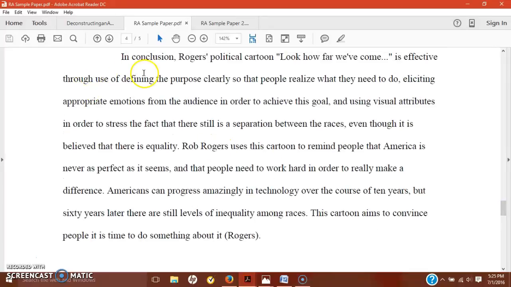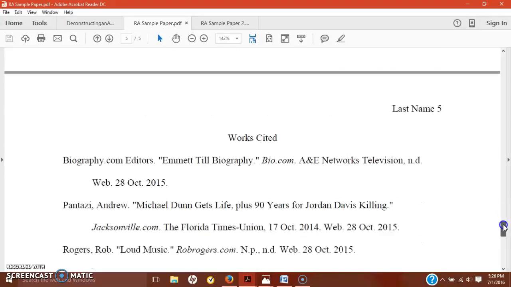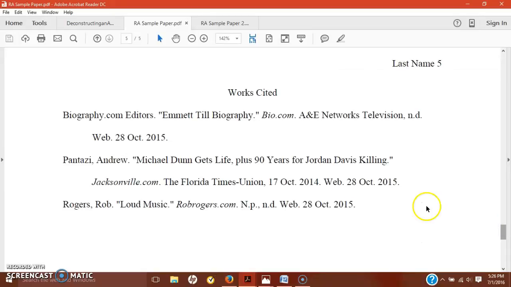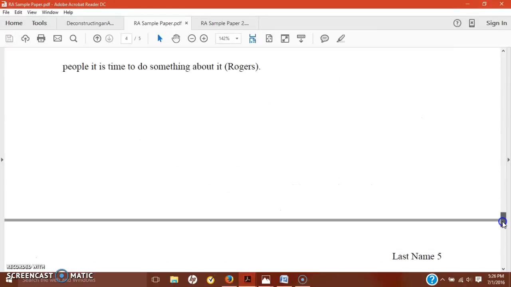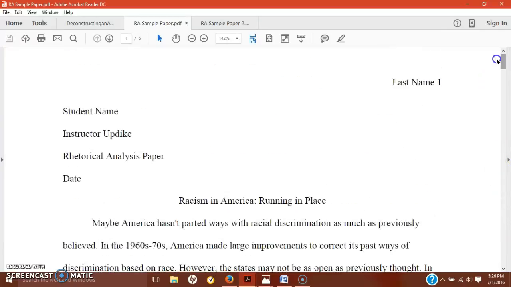So the conclusion paragraph, she then says, where do we go from here? She talks about consequences of an America that maintains its status quo as a racist country and a prejudice nation. She then here has her works cited, which you will have for this paper because you'll be doing external research, again, to understand the context. Okay, so again, really, really fast.